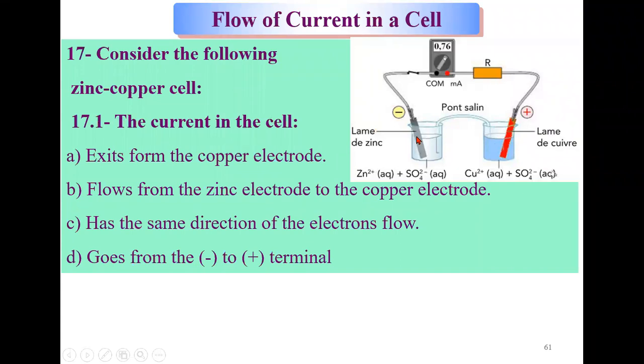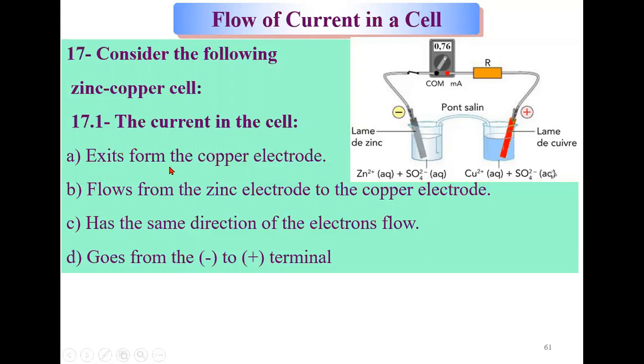Number 17. Consider the following cell. We have zinc in sulfate ion. We have copper solid in copper sulfate ion solution. And so they're asking you the first part, the current in this cell, what happens to it? You guys tell me, what happens to the current? You all know that the electron flows up here from the anode to the cathode, from the negative pole to the positive pole. What happens to the current?